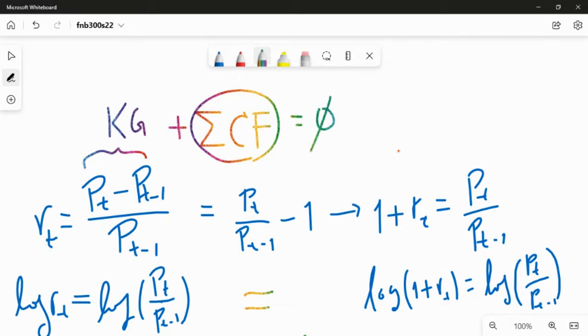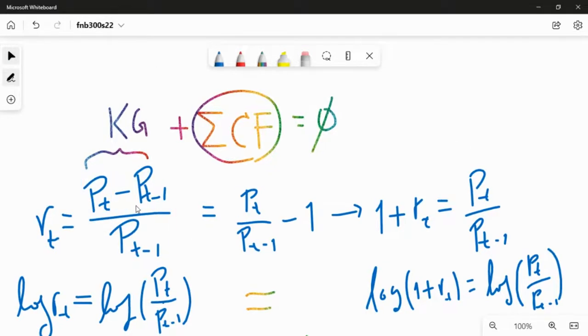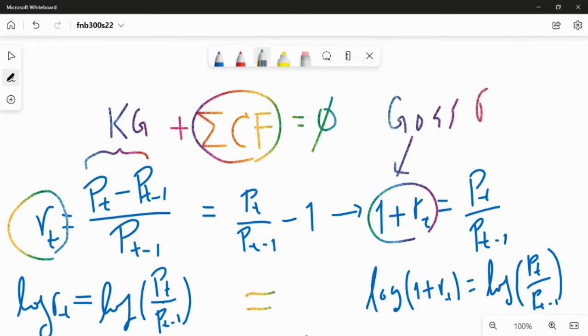Then everything is nicely defined as Pt minus Pt minus 1 over Pt minus 1. That's the return. But then again, you can break this up. This term can be broken into Pt over Pt minus 1, and then minus Pt minus 1 over Pt minus 1. And Pt minus 1 over Pt minus 1 is 1. So if I add 1 to both sides, then the left-hand side will be 1 plus Rt, and the right-hand side will be only Pt over Pt minus 1. Now think about it. What's the difference between these two? This is the gross return, and this is the net return.